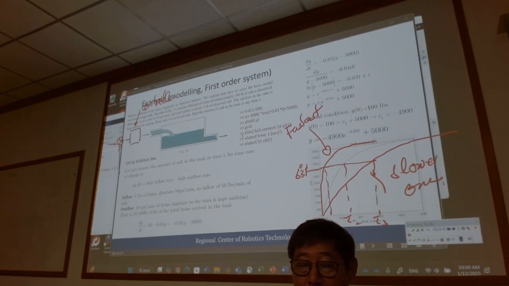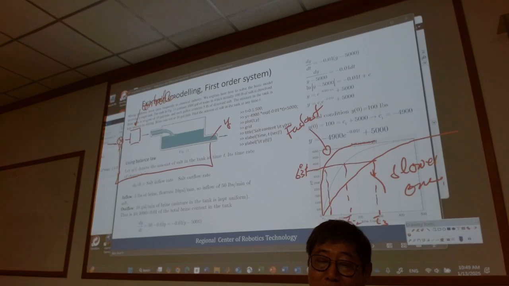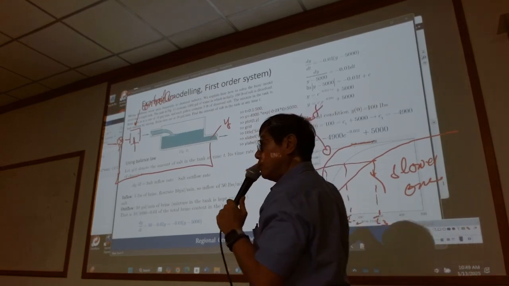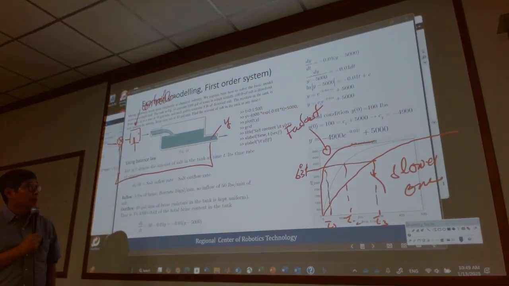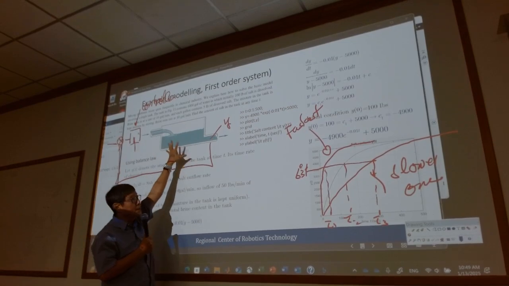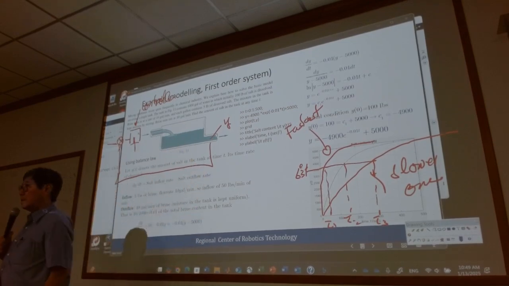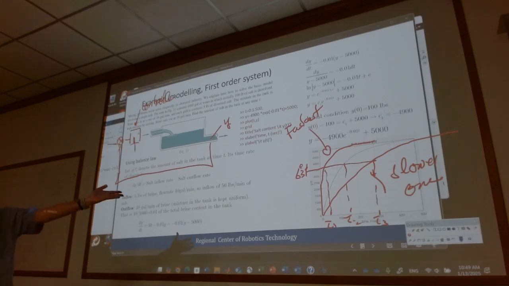You have to put a sensor here, and by the sensor, add this one. To make it faster, you need to find a controller here. That is for the future. But at the moment we study just only this, to find the characteristic of the system itself.